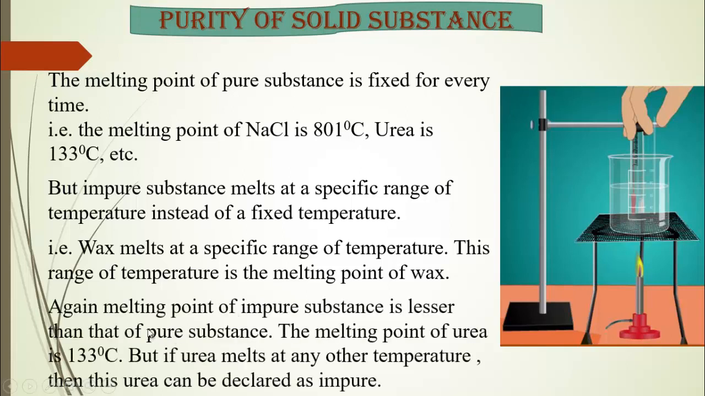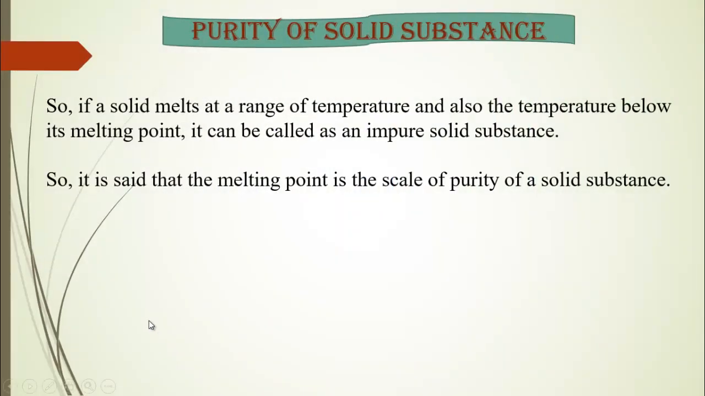So, again, the melting point of an impure substance is lower than that of a pure substance. The melting point of urea is 133 degrees centigrade, but if the urea melts at any other temperature, then this urea can be declared as impure. So, easily we can determine the purity of a substance through the determination of the melting point of this substance.